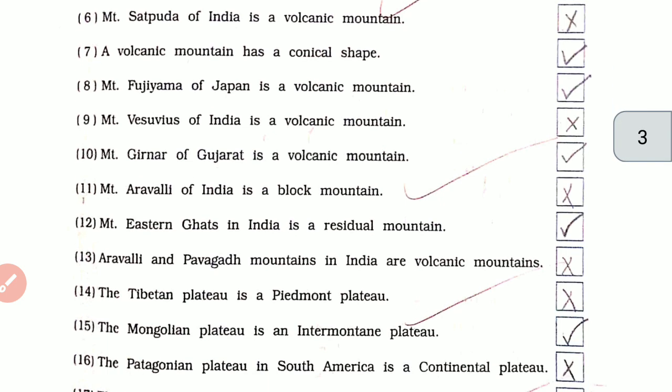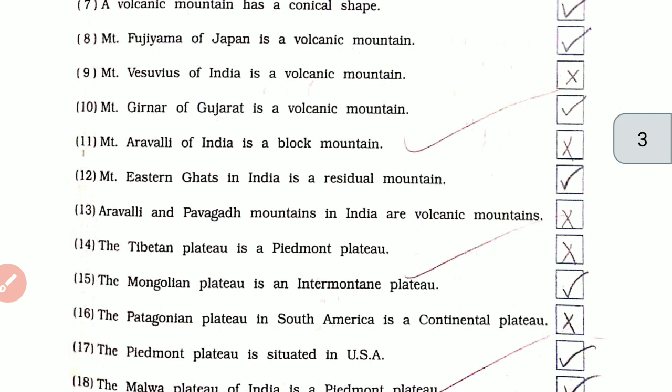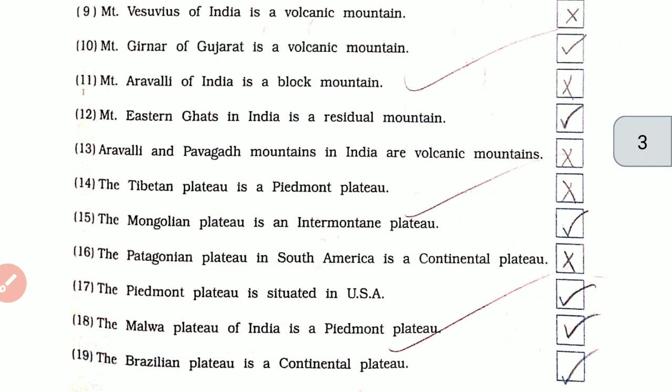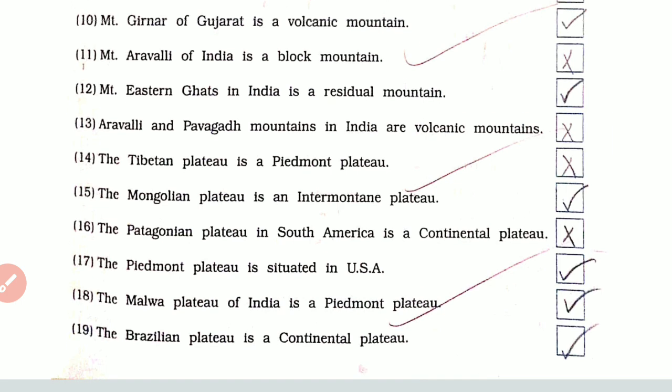Fifth number, Mount Abu of India is a rock mountain, true. Sixth number, Mount Satpura of India is a volcanic mountain, false. Seventh number, a volcanic mountain has a conical shape, true. Eighth number, Mount Fujiyama of Japan is a volcanic mountain, true. Ninth number, Mount Vesuvius of India is a volcanic mountain, false. Tenth number, Mount Girnar of Gujarat is a volcanic mountain, true.